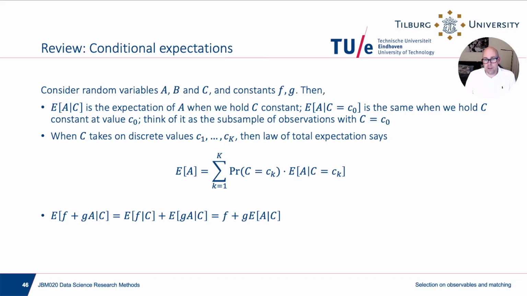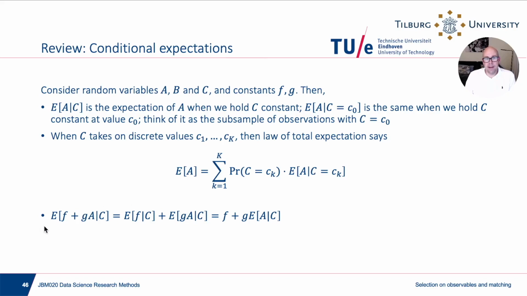The law of total expectation says, for the case in which c takes on a discrete value, c1 up to ck, that the overall expectation of a is a weighted average of the conditional expectation of a given that c is equal to little ck, always multiplied. So the weight is always the probability that c is equal to little ck.